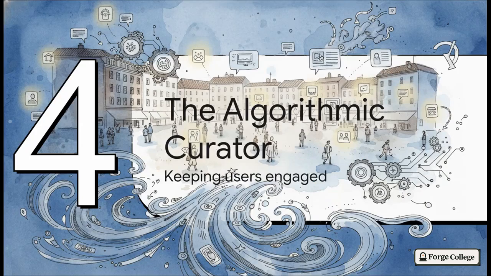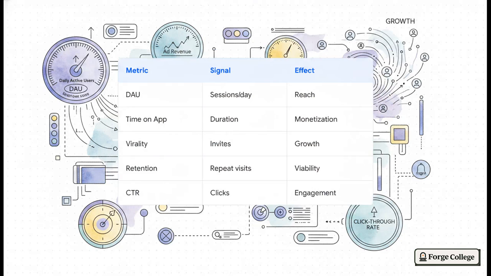Which brings us to Section 4, the algorithmic curator, keeping users in the marketplace. Let's check out the dashboard dials for our algorithmic curator. See, product designers use these hard measurable signals to optimize the platform. Daily active users measures habitual use. Time on platform tracks the depth of your engagement. And let's be real, that equals ad revenue. Virality monitors the growth rate. Retention proves long-term viability, and click-through rate tells the curator if it's successfully baiting you. Every single button shape, every little notification chime, they are heavily tested to turn these specific dials.